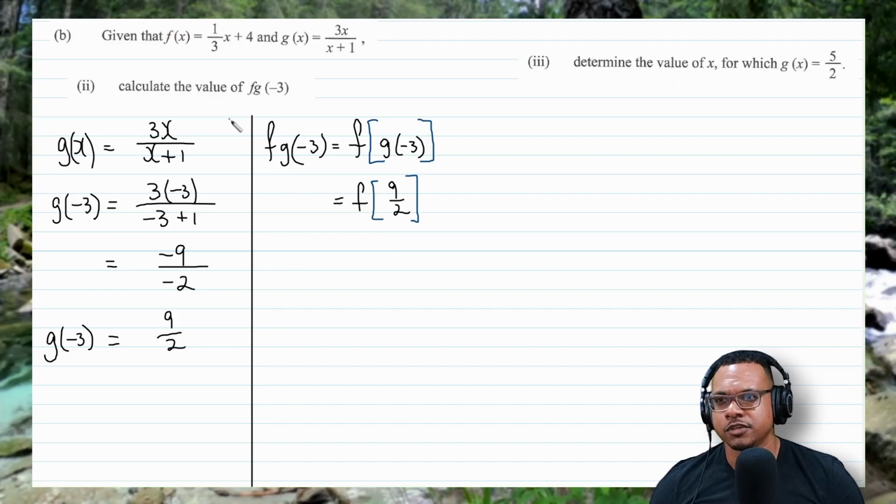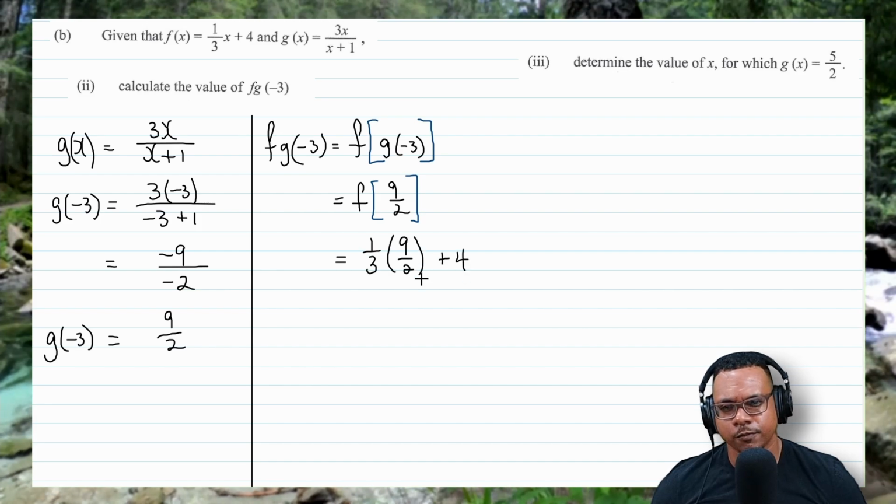So the function f of x is 1/3 times x plus 4. So I'll have 1/3 times 9 over 2 plus 4. So instead of 1/3 x plus 4, it is 1/3 times 9 over 2 plus 4. So now we can cancel this 3 and 9. We can say 3 into 3, 1, and 3 into 9, 3. And now 1 times 3 is 3, and 1 times 2 is 2, so that'll just be 3 over 2. All right, so this will be equal to 3 over 2 plus 4.